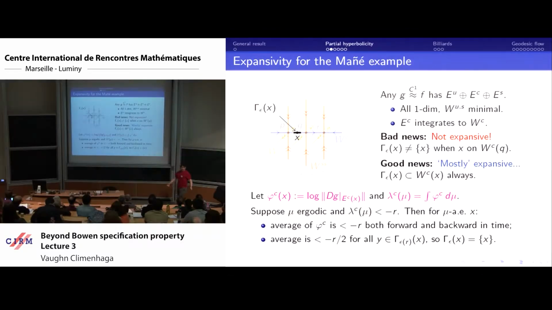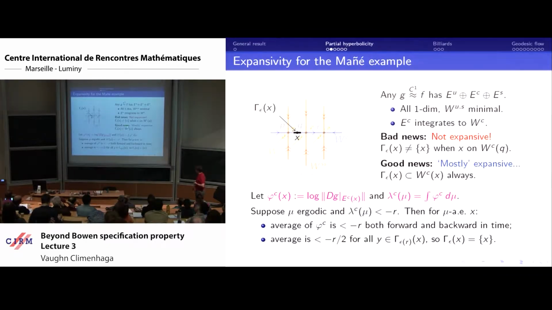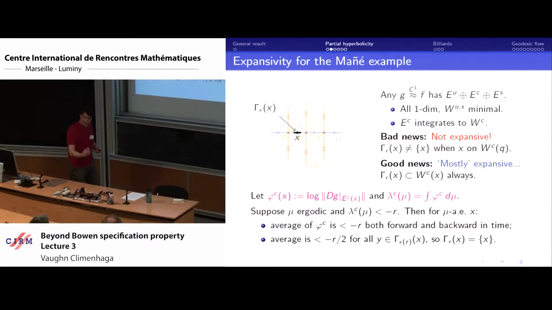The good news is that this is more or less the only thing that can happen. By more or less the only thing that can happen, I mean first, that the standard argument for expansivity shows that the bi-infinite Bowen ball is always a subset of the center leaf. So the stable and unstable directions, things still escape, there's no problem. So if you want to understand which points are expansive, then you should understand the center exponent. You should understand how much expansion contraction there is in the center direction.